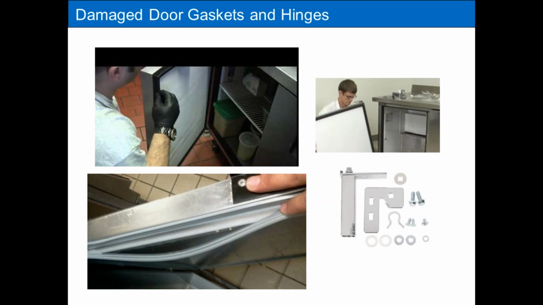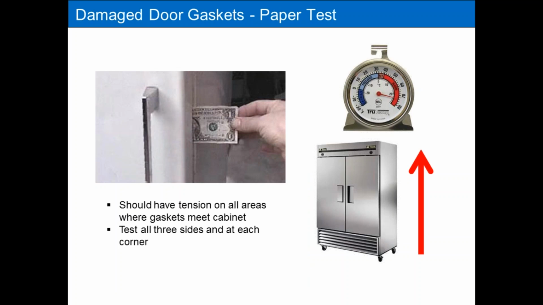Here is a quick test to test the integrity of a door gasket. It's a dollar bill test. Put the dollar bill between the cabinet and the door, and it should give you a slight resistance as you pull on it. If the dollar falls on its own or has no resistance when you pull it, the gasket is not good. You should feel a slight tug, slight resistance as you pull the dollar bill away from the space between the gasket and the door.